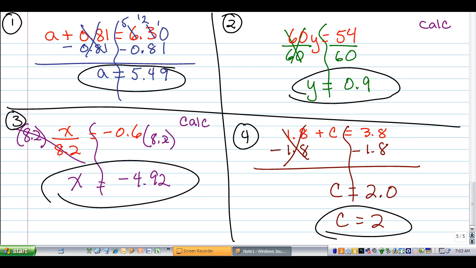All right, take a look at your answers. Any problem that you got wrong, would you please redo it, check the work that you did, find out where you made your mistake. Okay? Take a look at number 4. Did this one confuse you at all as to what you were supposed to do? Remember, you're always just adding the opposite so you can get rid of that number. And since this was a positive 1.8, we're going to add the opposite, which is subtracting a 1.8. Hopefully that didn't confuse you.